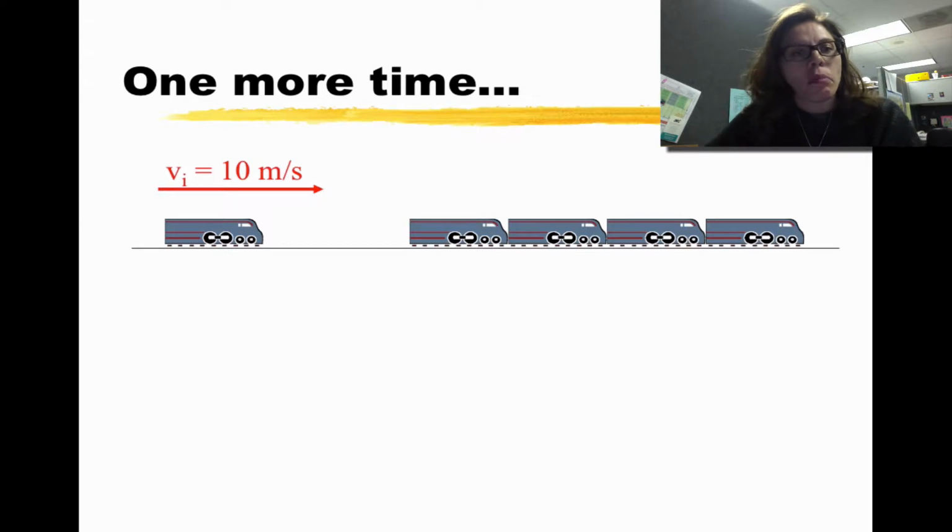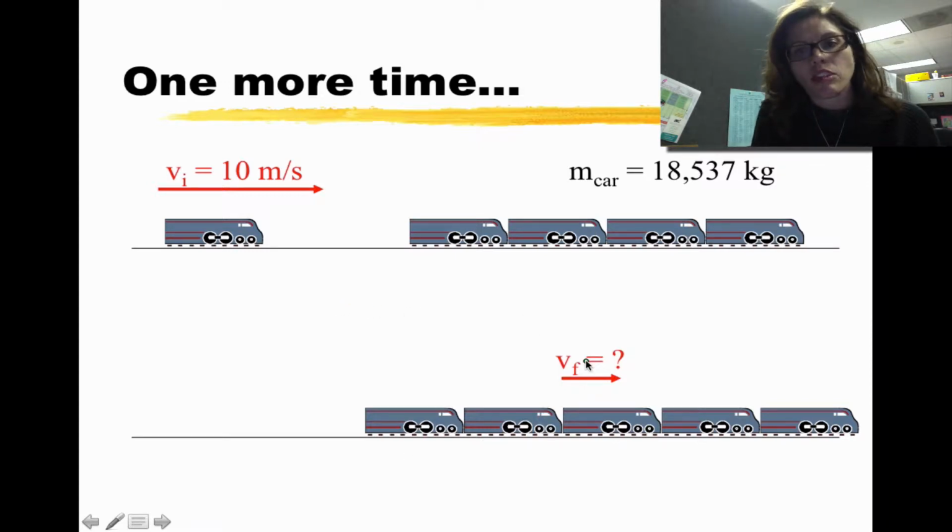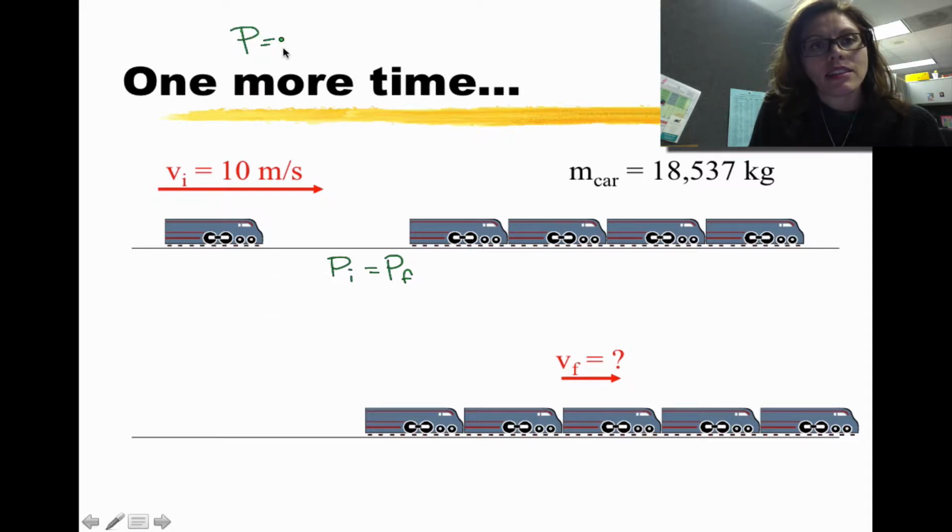So, initially we have one boxcar moving at 10 meters per second, and the mass of the car is 18,537 kilograms. And then finally, they're all hooked together, so you have all 5 boxcars together, and we want to find this final speed. If we include everything that bumps in our system, remember that momentum initial is going to be equal to momentum final. And recall that momentum is P equals mv.